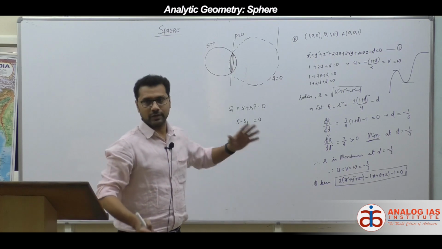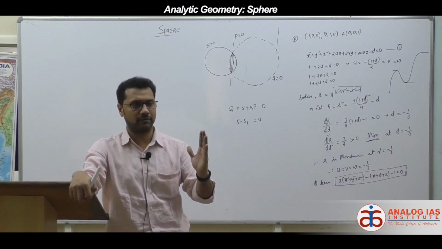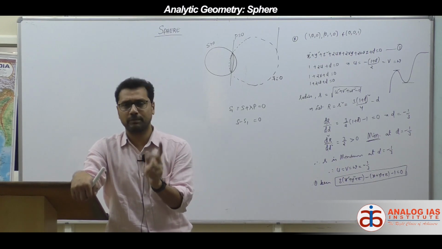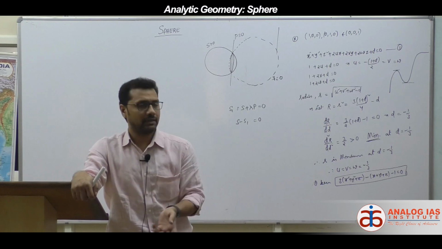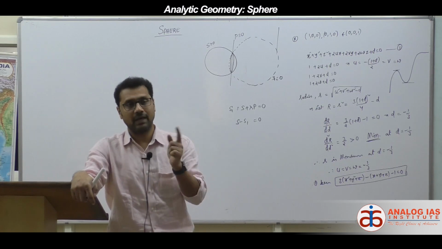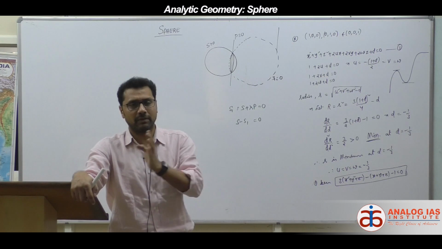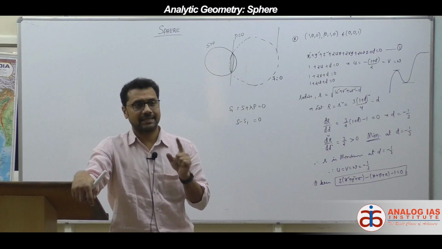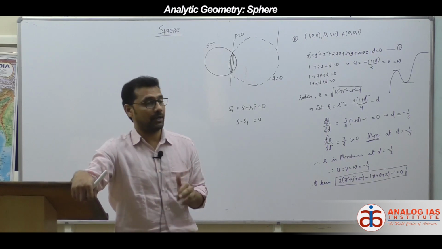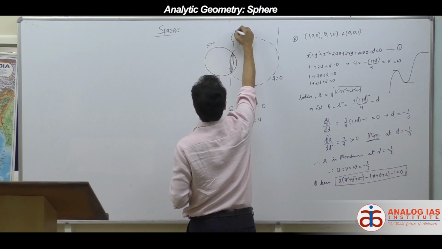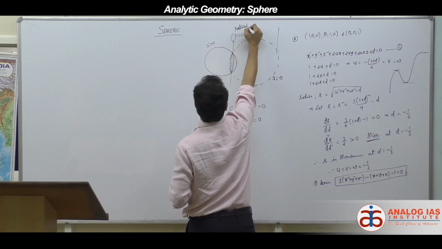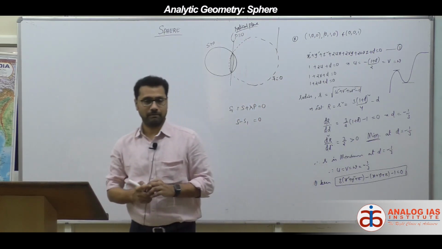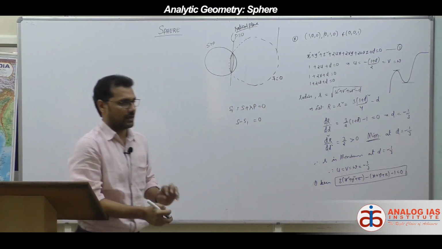Are you getting? So S1 minus S2, if you consider S1 equal to 0 as one sphere, S2 equal to 0 as another sphere, when these two spheres intersect, we will get a circle of intersection. That circle of intersection will always be in a plane. The equation of that plane is always given by S1 minus S2 equal to 0. Okay, clear? Such a plane is also called a radical plane. What is the definition of radical plane? We will see it later.